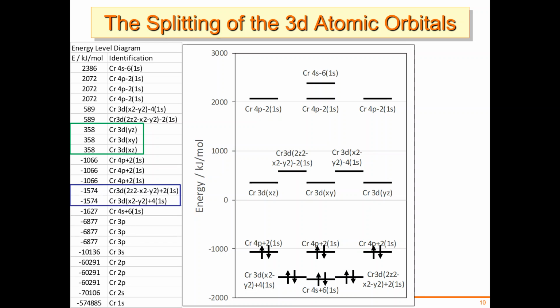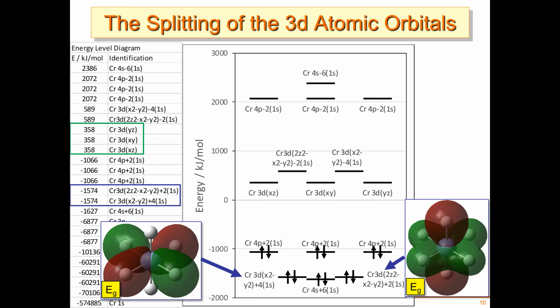So now let's look at the splitting of the d orbitals. You see those two. We've already looked at those pictures. That's not anything new. And these are EG. So if you look at the character table, you'll see that z squared minus y squared minus x squared will be on an EG row with the x squared minus y squared. You'll see that in the octahedral character table.